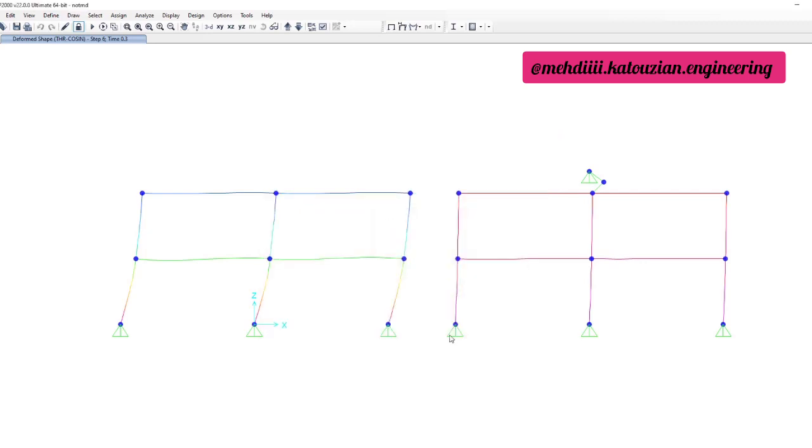So this was the TMD modeling in SAP2000. You can apply this for a 3D project, but a 3D project will consume a lot of time to discuss.